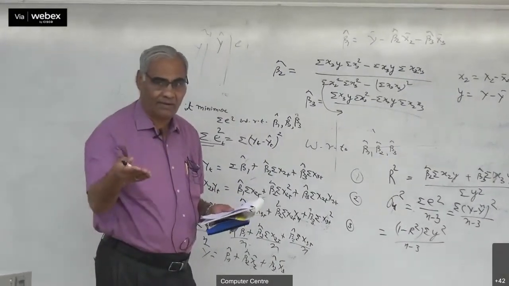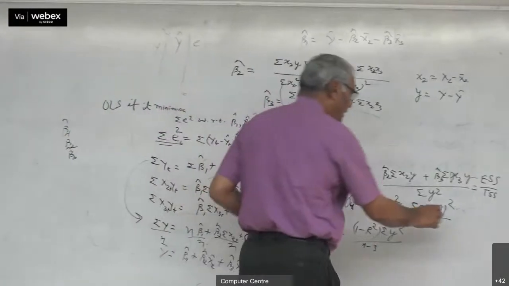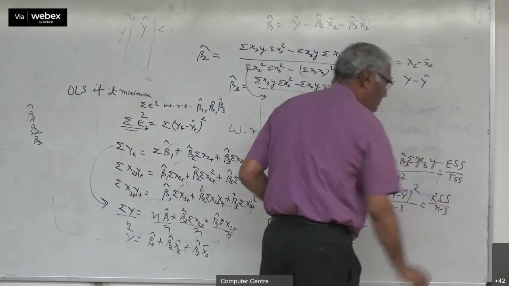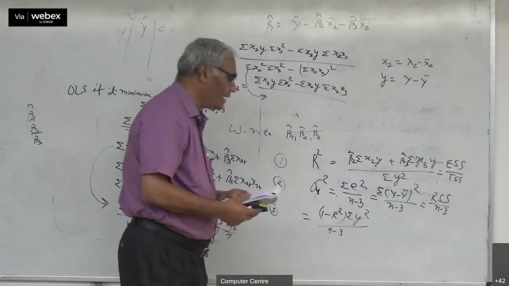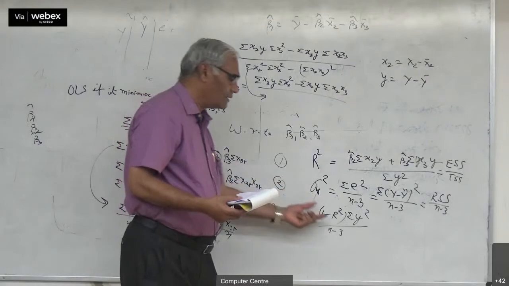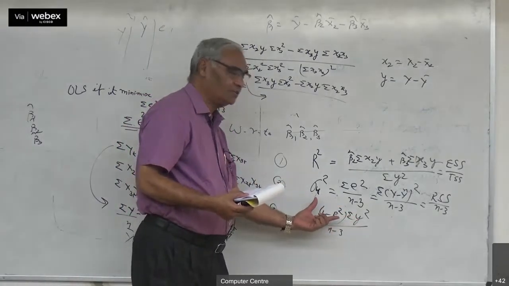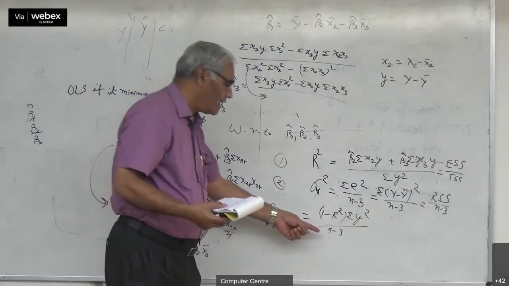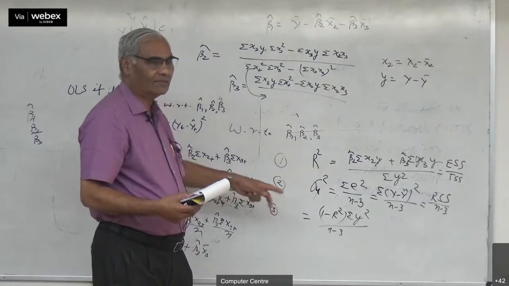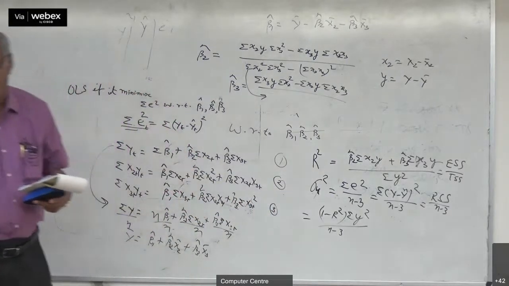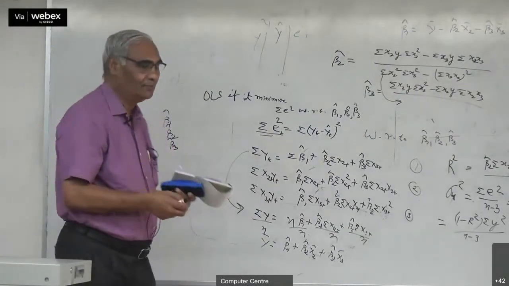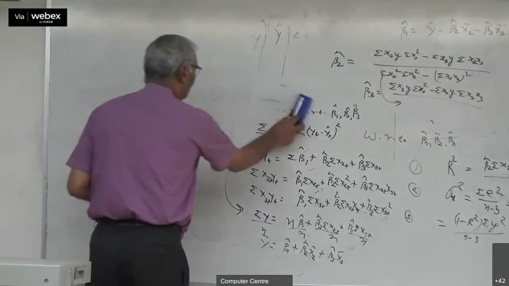R square is the explained part. What is unexplained? That is, what we needed was the RSS, the residual sum of squares, divided by n minus 3. And where does the residual come from? Total is 1 minus R square, which is the unexplained part out of the y square. So this portion is known as the residual sum of squares divided by n minus 3. You will get sigma u square. And after sigma u square, we want the standard errors of beta 1, beta 2, beta 3. So now the standard error.